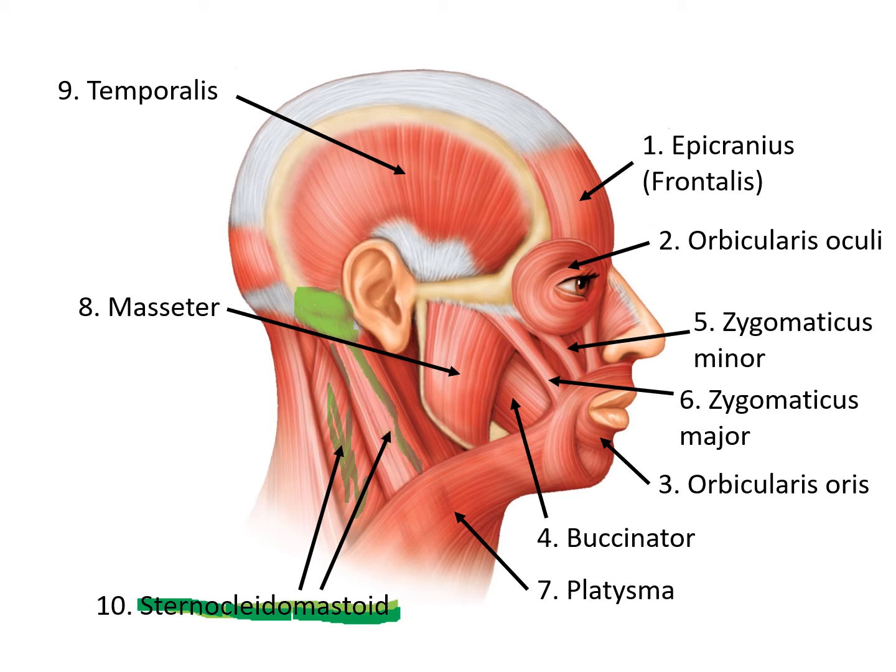So the main action is to pull on the mastoid process, and because that's anterior to the occipital condyles, which are the fulcrum for your head as a lever, that's going to pull the chin downward. So if you contract the sternocleidomastoid on one side, it will tilt your head or rotate it.